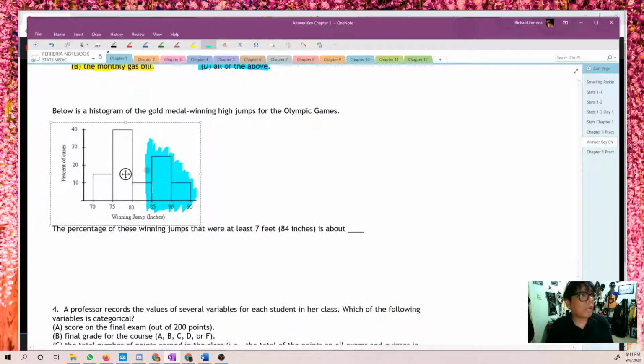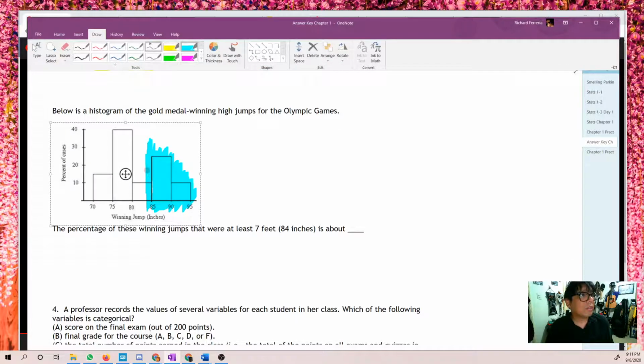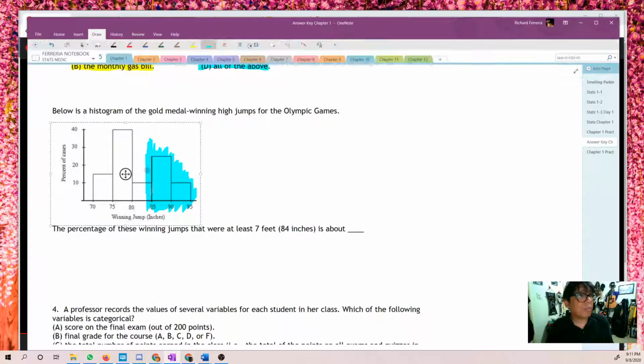And the next one, that second bar from the right, that would be at what? Yeah, that looks like right around 25%. So 10%, 25%, maybe a little bit more, but it just says about.